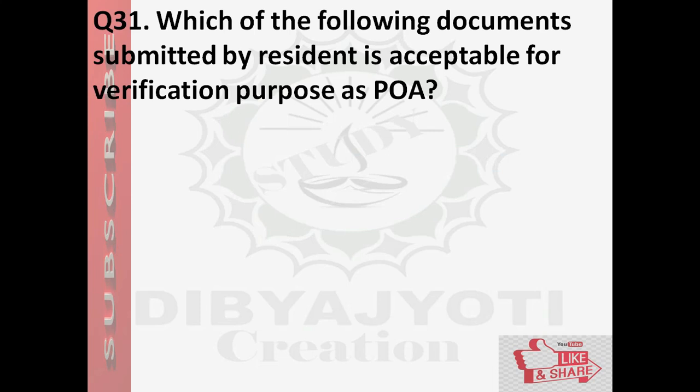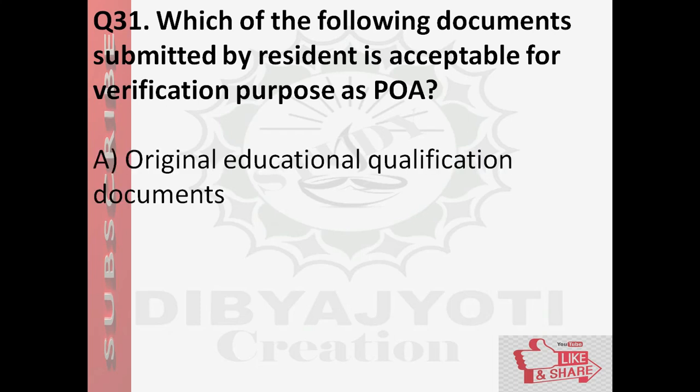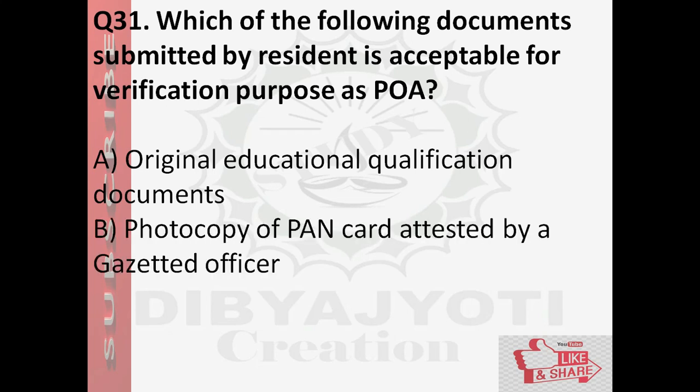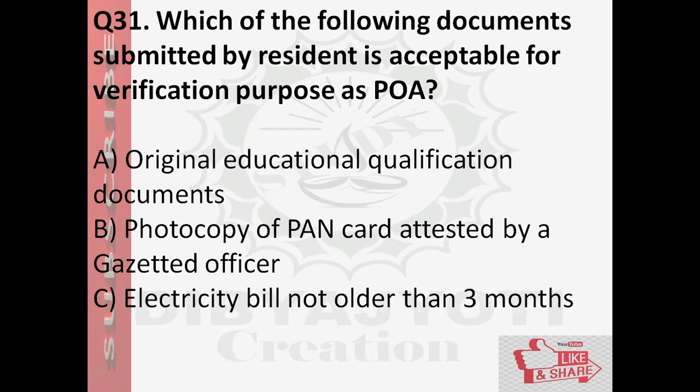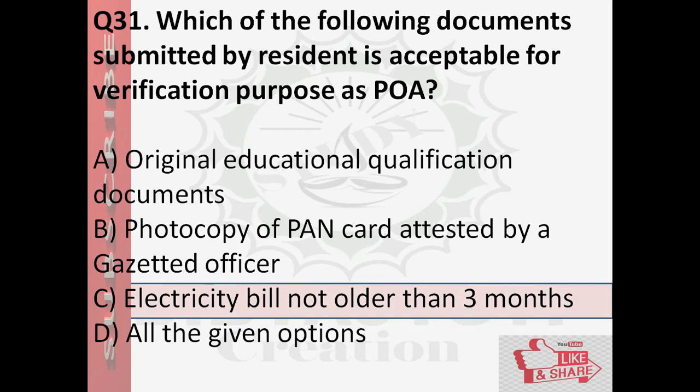The next question. Which of the following documents submitted by resident is acceptable for verification purpose as POA? Answers are option A, original educational qualification documents. Option B, photocopy of PAN card attested by a gazetted officer. Option C, electricity bill not older than 3 months. D, all the given options. And answer is option C, electricity bill not older than 3 months.